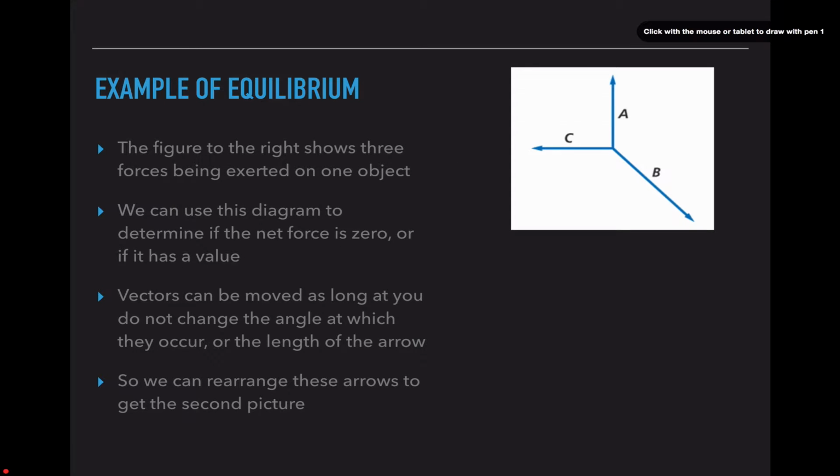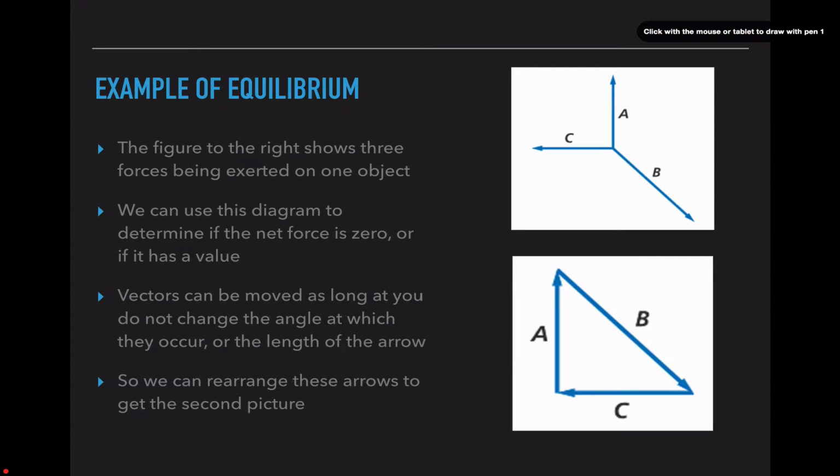So the figure to the right shows three forces being exerted on one object. We can use this diagram to determine if the net force is zero or if it has a value. We can move the vectors as long as we do not change the angle at which they occur or the length of the arrow. So we can rearrange these arrows to get the following picture. It zoomed in a little bit so the arrows look like they're longer than they should be, but essentially all we had to do was move A immediately downwards, and move C over in this area.